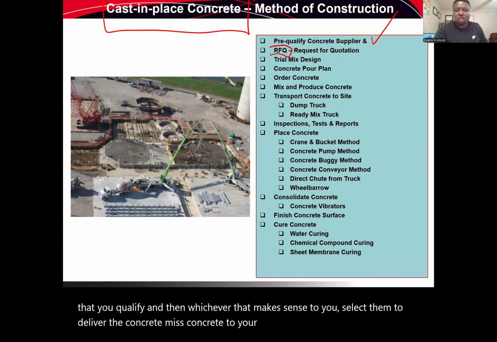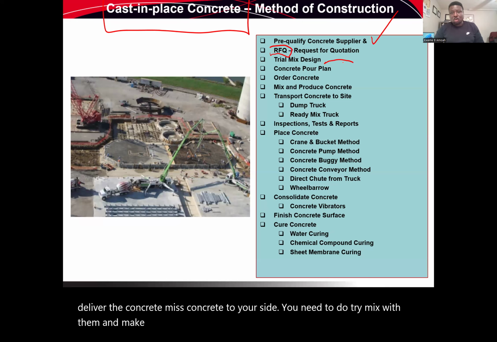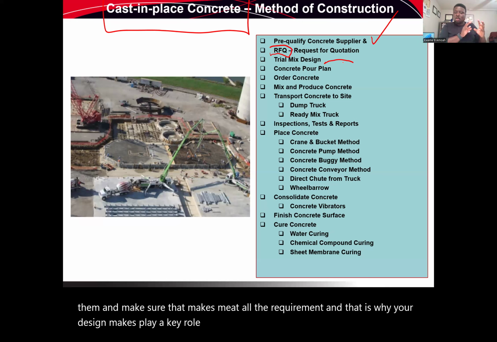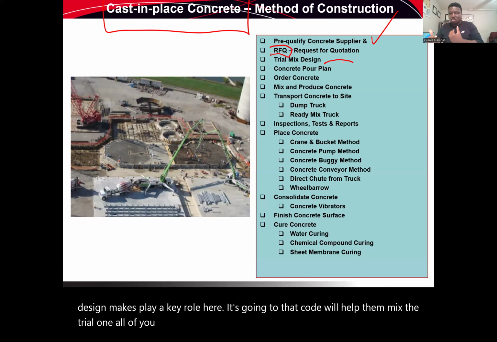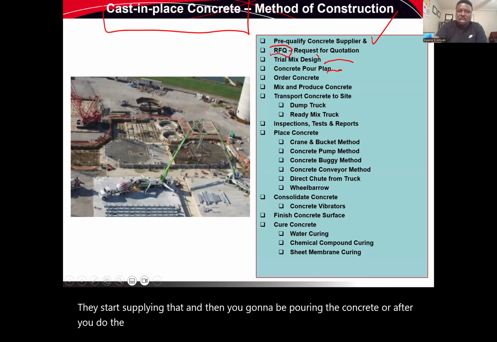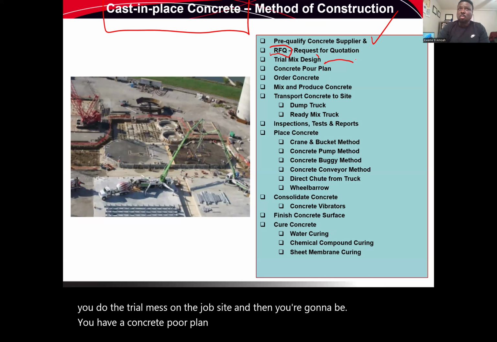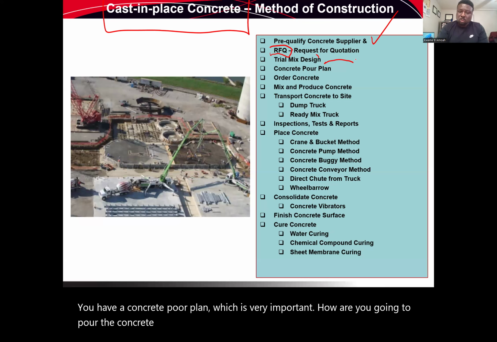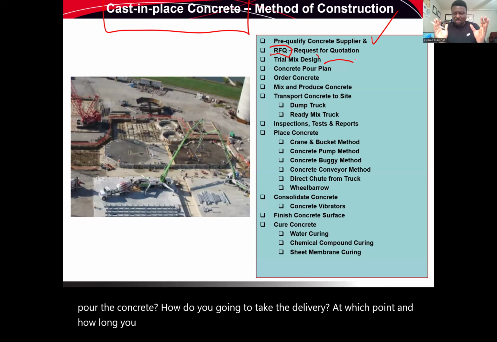You need to do a trial mix with them and make sure the mix meets all the requirements, and that is why your design mix plays a key role here. That code will help them mix the trial one. All of you are in agreement before they start supplying. And then you're going to be pouring the concrete after you do the trial mix on the job site. You have a concrete pour plan, which is very important. How are you going to pour the concrete? How are you going to take the delivery? At which point and for how long are you going to pour so that you don't get hardening while pouring?